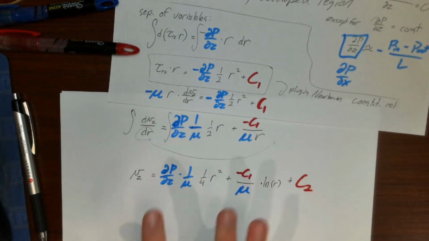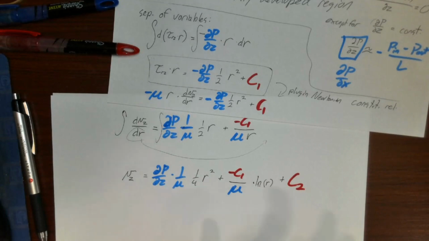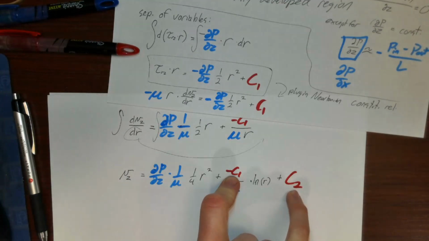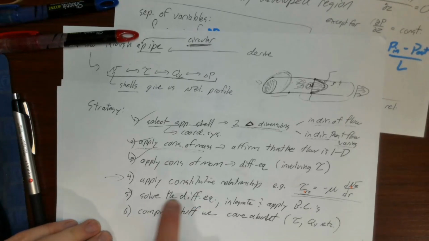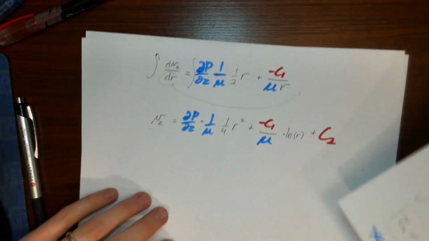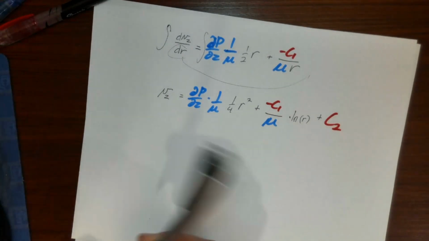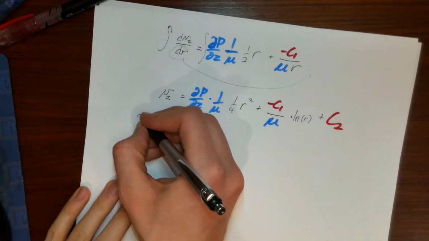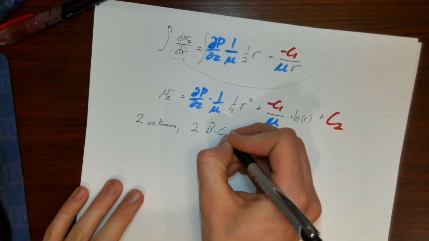All right, so here I have it. Whoa, what have I done? I've gotten vz as a function of r. Woohoo! If only for these as of yet unknown constants. So we applied our constitutive relationship, we solved the differential equation, we integrated. Now the next step is to apply boundary conditions, and by applying boundary conditions, we can resolve these unknowns. If I have two unknowns, then I'll need two boundary conditions, right?